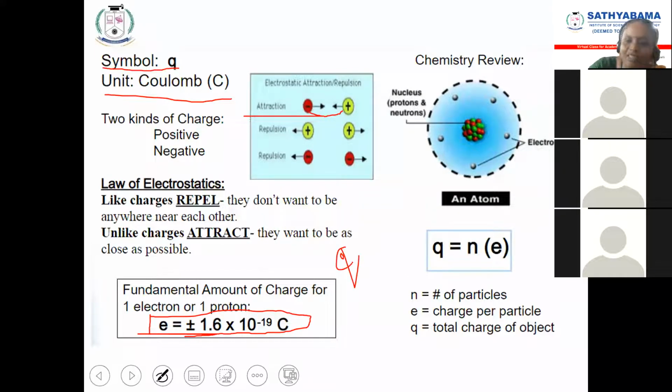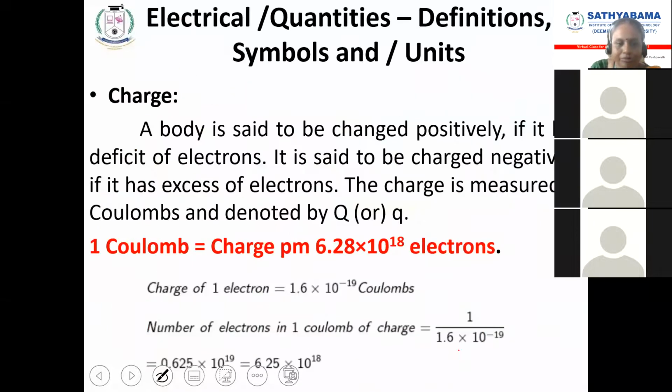Q stands for charge. C stands for coulomb. So this is your symbol and this is your unit. Are you all clear? Now they have given the definition for charge.